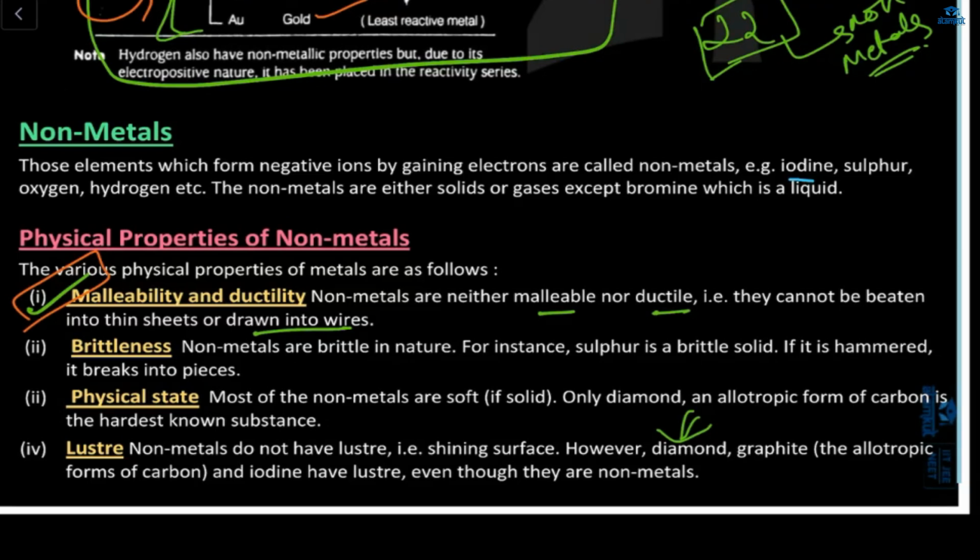And what is brittleness? If it is hammered, it will break, no? Malleability and ductility are also the same. Malleability means it cannot be beaten into thin sheets or drawn into wires. For example, for metals, we can easily draw gold into thin wires, no? But for non-metals, we cannot.